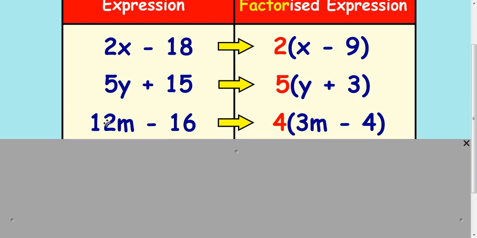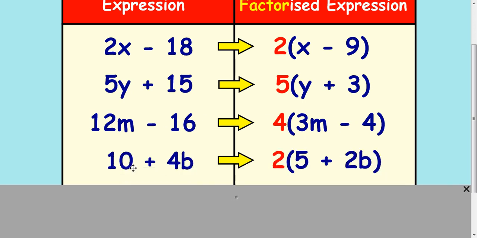In this case here, we're looking at 4 being the biggest number that divides into 12 and 16, so you write a 4 at the front of the bracket. We need a 3m here to multiply by 4 to make the 12m, and we need a 4 at the back to multiply by 4 to make the 16. Again, there needs to be a takeaway here.